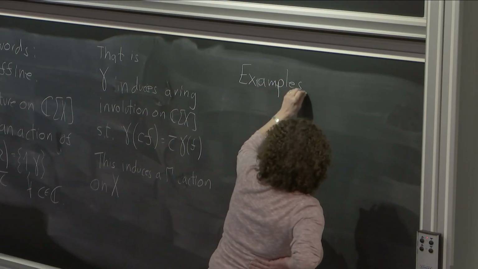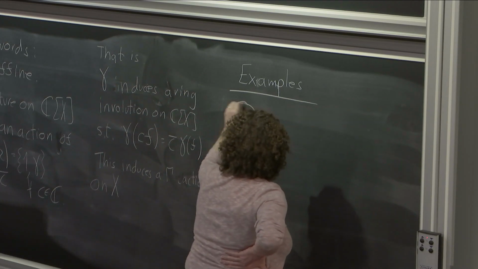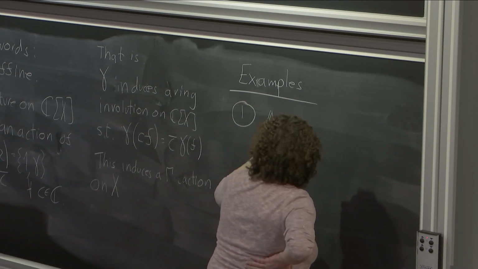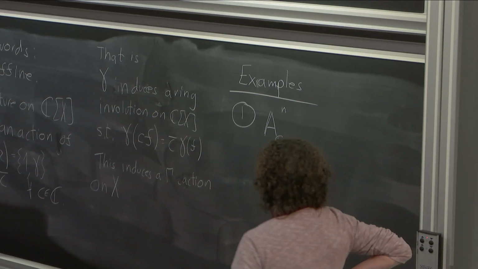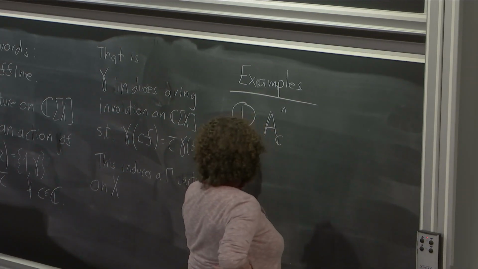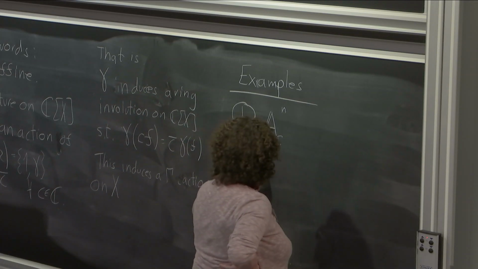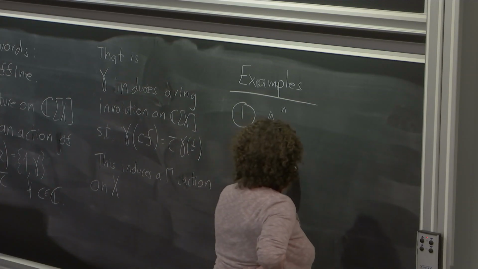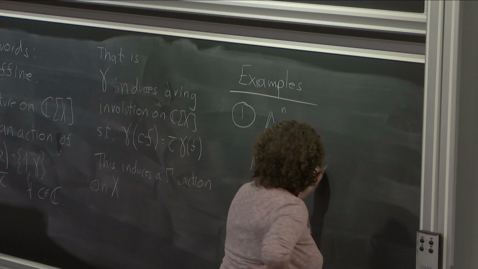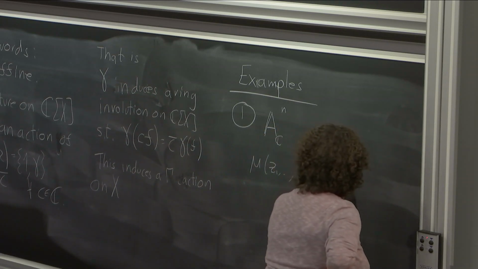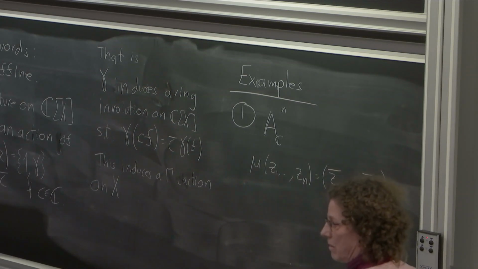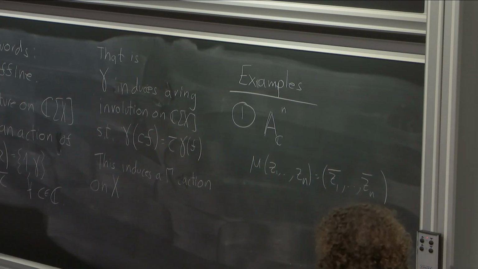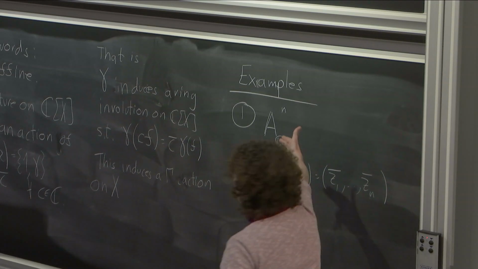Well, the first example will be very easy. Affine space. I can say mu of (Z1, ..., Zn) just gives me (Z1 bar, ..., Zn bar). That's a real structure on this affine variety.